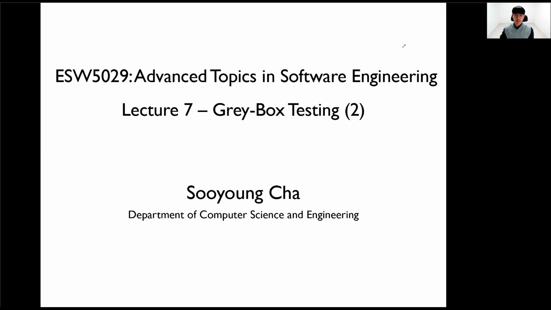Okay, hello everyone. In the previous lecture, we started learning about the gray box testing methods, including fuzzing methods, which are mutation-based fuzzing and generation-based fuzzing. So in this lecture, we will continue learning about mutation-based fuzzing.